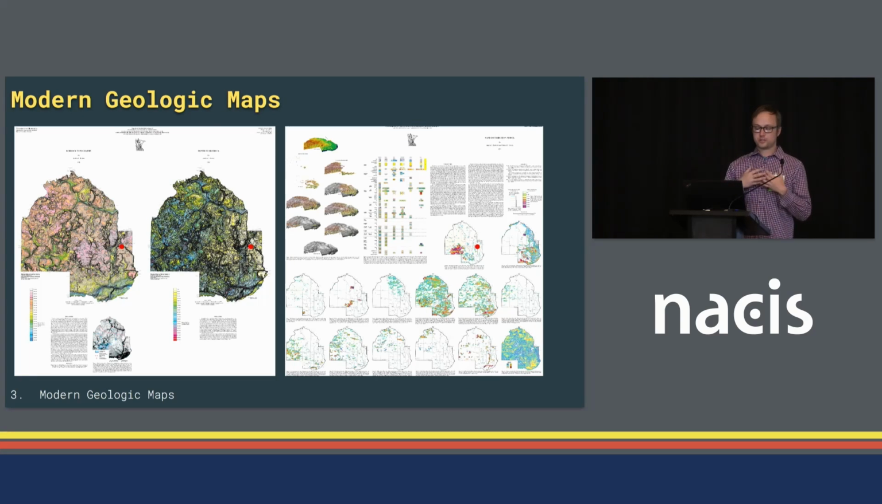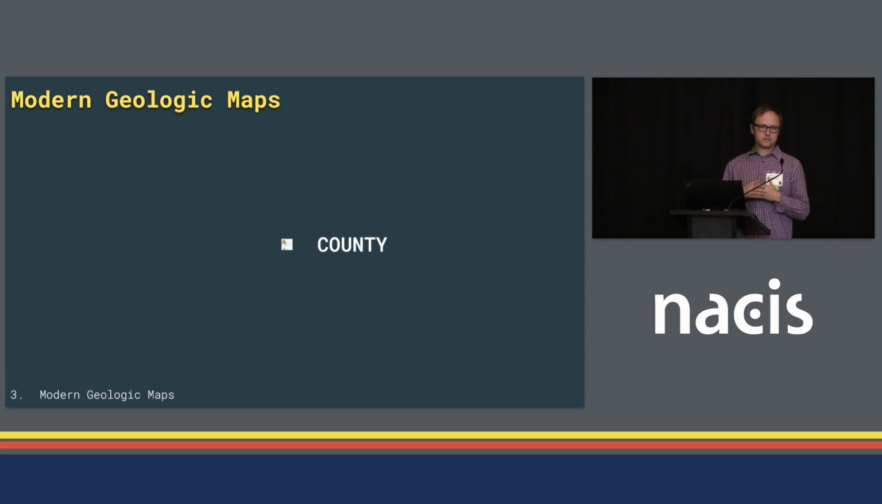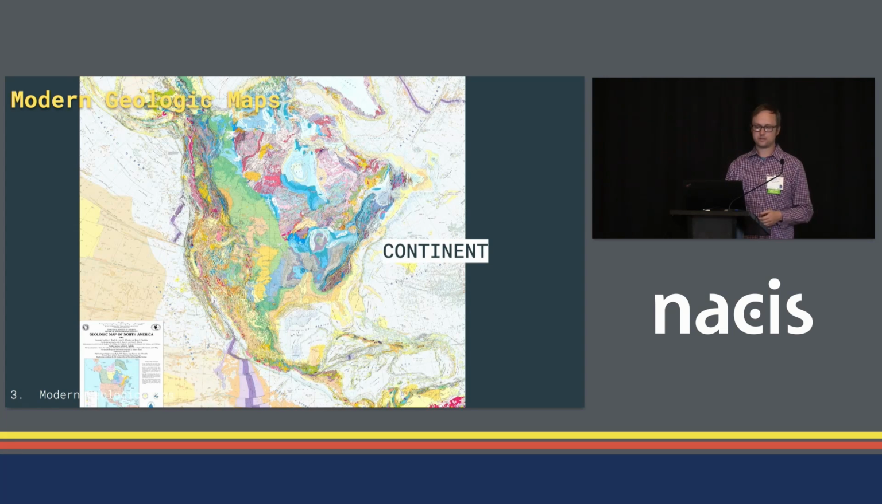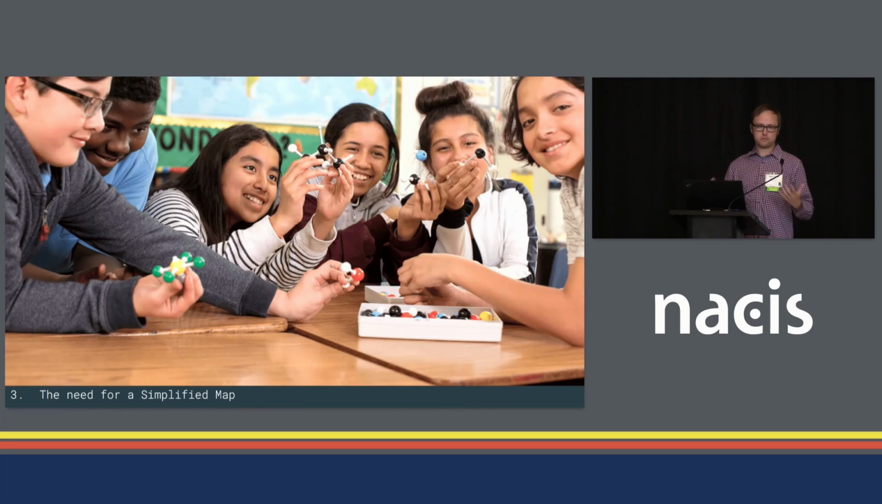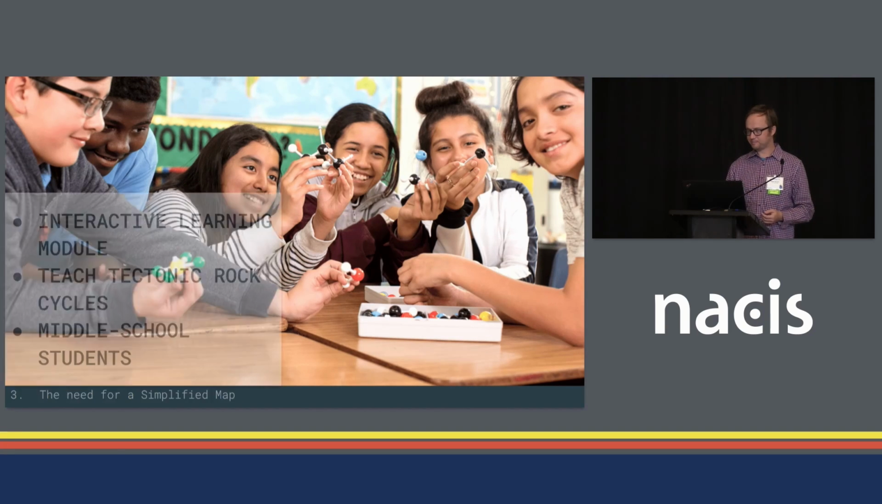And then we're also showing where different materials are, in this case sand deposits, which are very important to aquifers and various groundwater resources. And these maps exist at the county scale, at the state scale, and all the way up to the continental scale. But they're all typically complex and very difficult to read. They're scientifically super dense, and they're intended for a professional geologist. And so that's a problem when your intended audience is middle school and high school students.